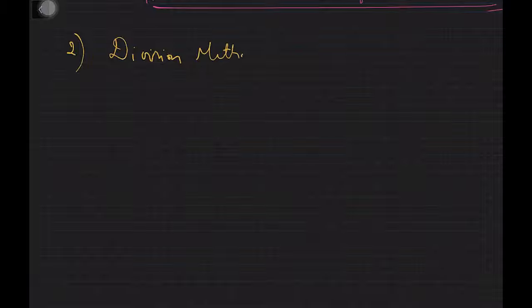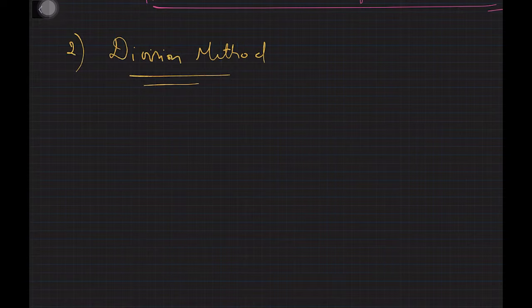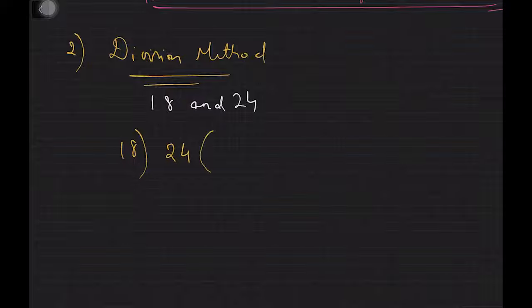Next, we'll begin with the next method, that is the second method, division method. Let's see how this division method works and helps us in getting the HCF of a given set of numbers. Let us consider the same example, 18 and 24. The first thing you need to do in the division method is consider the least number as the divisor and the next number as the dividend. So 24 will be the dividend, 18 will be the divisor.